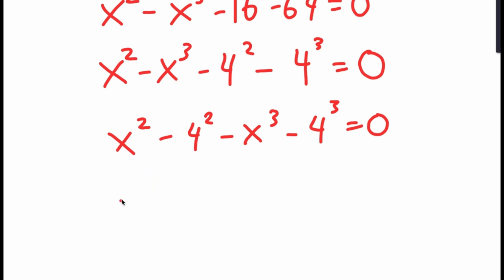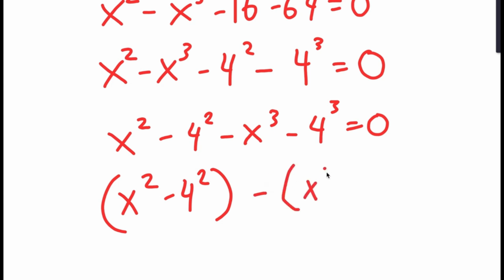And before that, I'm going to rewrite this as x squared minus 4 squared, and I'm going to group this minus x to the power of 3 plus 4 to the power of 3. We put this plus because this negative sign distributes.